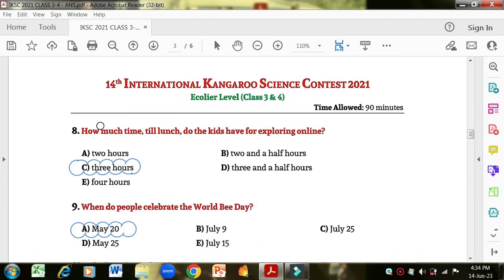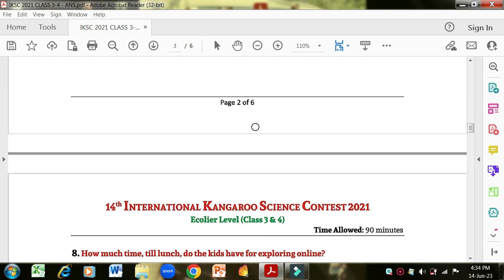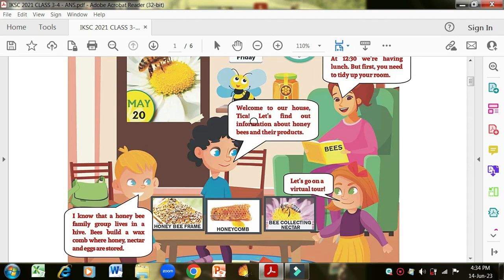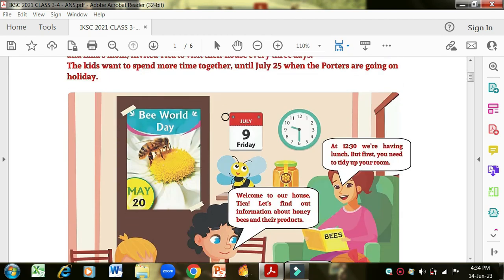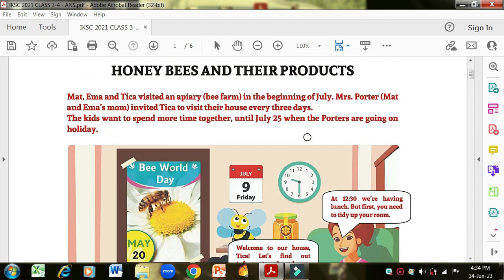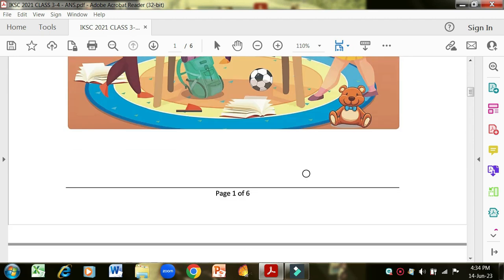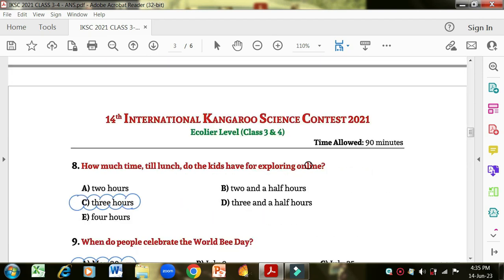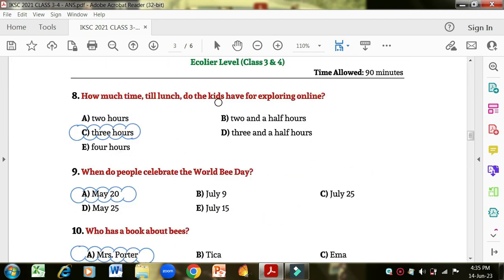Okay, how much time till lunch do the kids have for exploring online? How much time will they be having? You can count from here that at that time the time was 9:30 and they have to come back at 12:30. So in between 9:30 and 12:30 the time is 9:30, then 10:30 1 hour, 11:30 2 hours, and 12:30 3 hours. So it means that they are having 3 hours. How much time till lunch do the kids have for exploring online? That is 3 hours. 3 hours is the time.